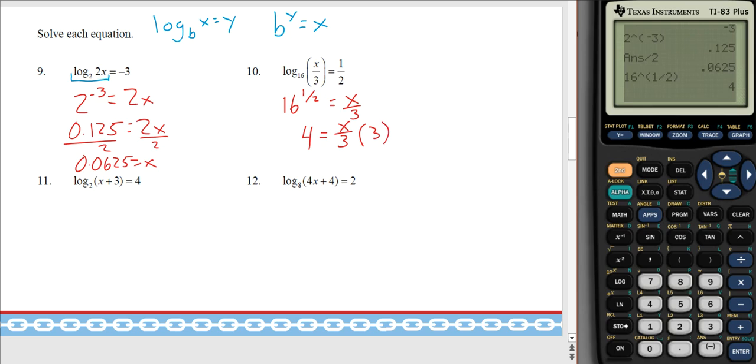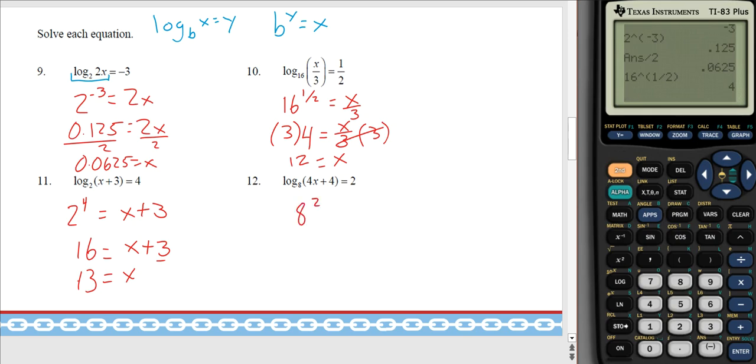Now that I have 4 equals x over 3, I want to get rid of that division. I want to multiply out the 3. These 3's would cancel, and I'd be left with x equals 12. And that's going to be the strategy to finish out these last 2. I get 2 to the 4th equals x plus 3. 2 to the 4th is 16 equals x plus 3. And then when I subtract out this 3, I would get x equals 13.